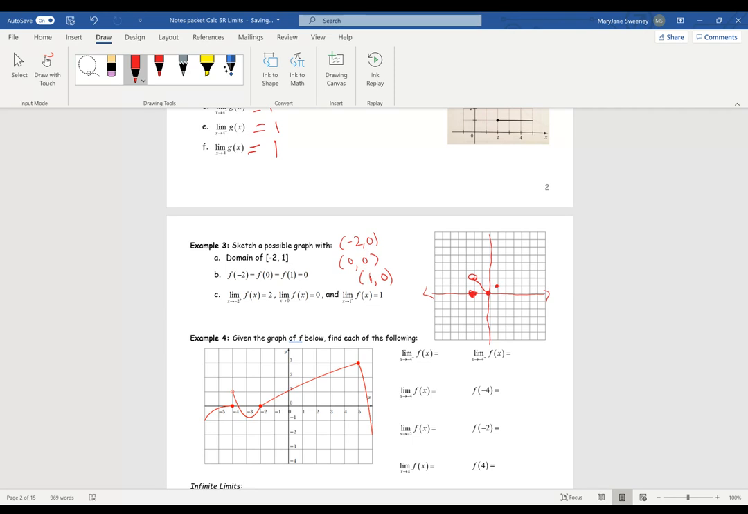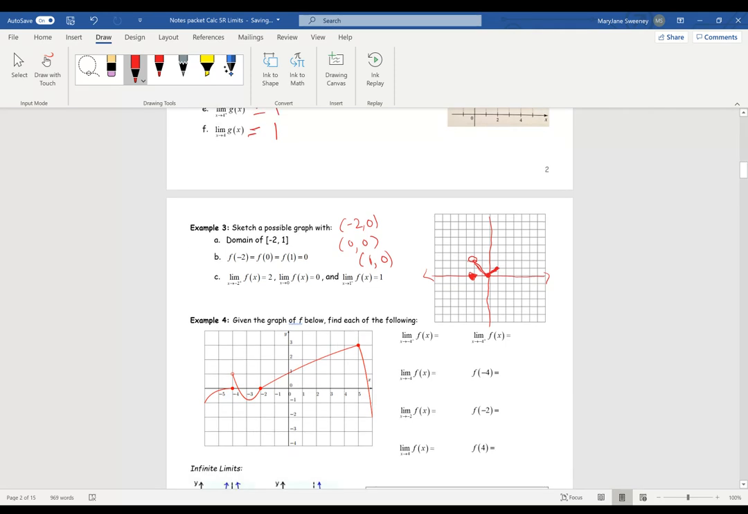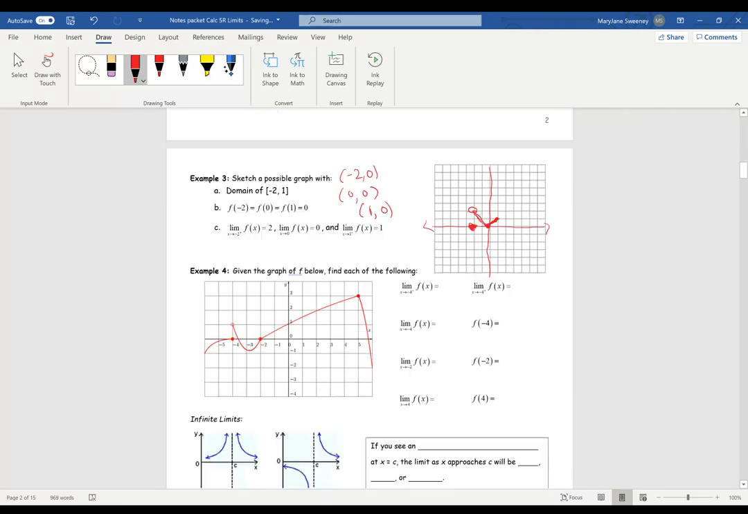We know the limit of f of x as x approaches 0 is 0. So from the left and from the right, we have to be approaching 0. So that has to connect there. And then the limit of f of x as x approaches 1 from the left is 1. So then that is connecting there. So that's an example of what the graph could look like.